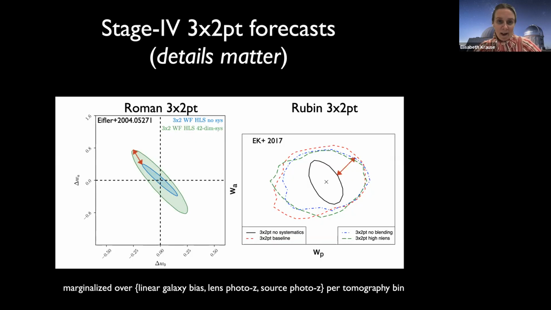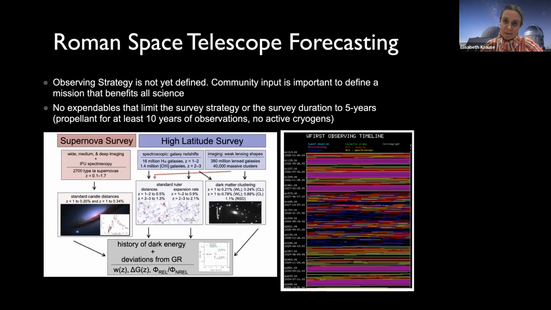Let me just briefly give one more worked example of Stage 4 3x2-point forecasts, especially Rubin and Roman, where the details really matter. So here you can see the comparison between a forecast without any systematics as the inner contour, and then including marginalization over linear galaxy bias, photometric redshift uncertainties, and shear calibration. And clearly, that is a factor 2 or more in constraining power already. So the assumptions on this really matter.